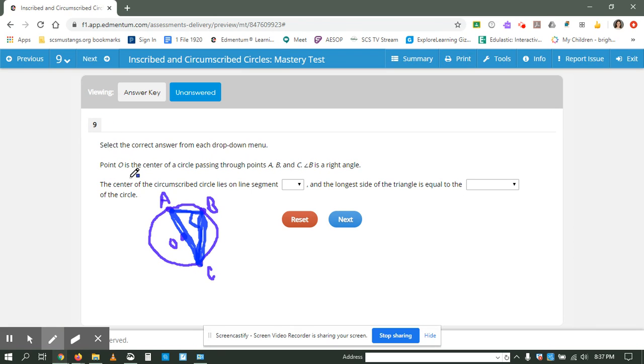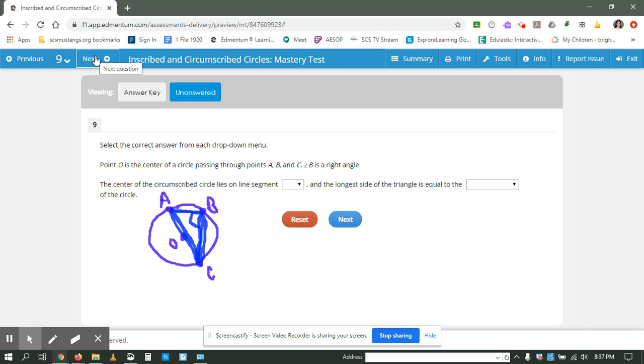So then it says the center of the circumscribed circle lies on the segment, and then you have to go through the drop-down box and pick which one of those 3 it would be. And hopefully now that we've got the picture on there, it's super easy to see. And then the longest side of the triangle is equal to the blank of the circle, and I'll let you fill in that blank.